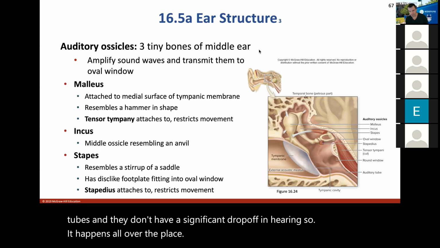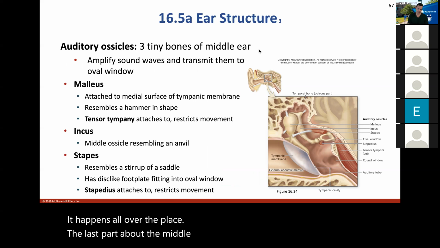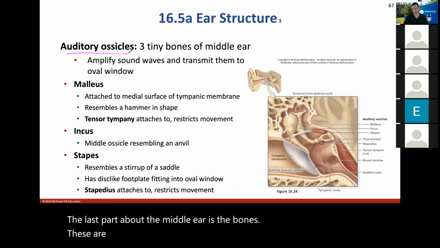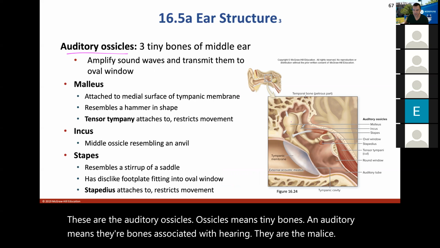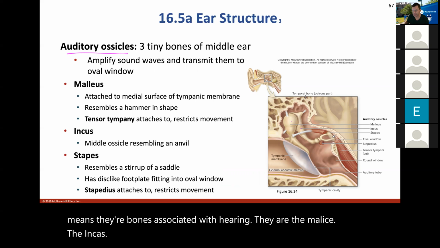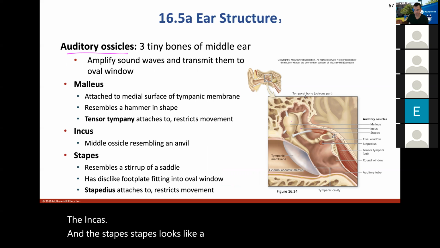The last part about the middle ear is the bones. Okay. These are the auditory ossicles. Ossicles means tiny bones, and auditory means they are bones associated with hearing. They are the malleus, the incus, and the stapes. Stapes looks like a stirrup. Pretty easy. Okay.